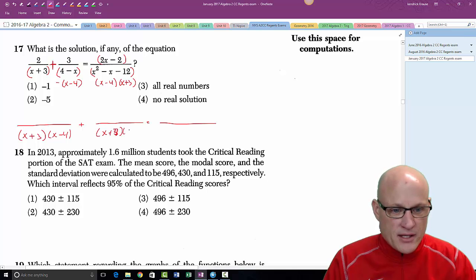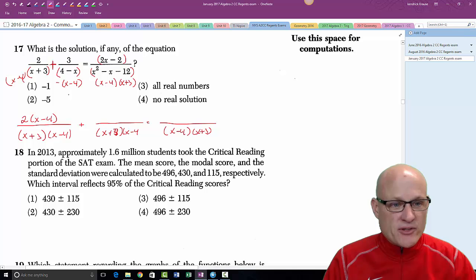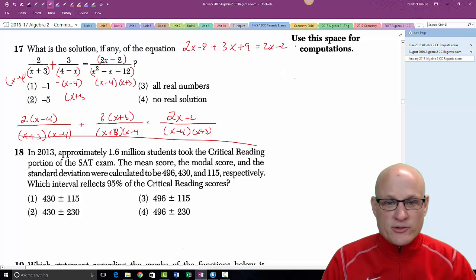This would be 3, x minus 4. And this one's x minus 4, x plus 3. So this one is missing an x minus 4, so I get 2 times x minus 4. This one's missing an x plus 3, so 3 times x plus 3. And this one's not missing anything, it's just 2x minus 2. So now I don't need these anymore. And I get 2x minus 8 plus 3x plus 9 equals 2x minus 2.